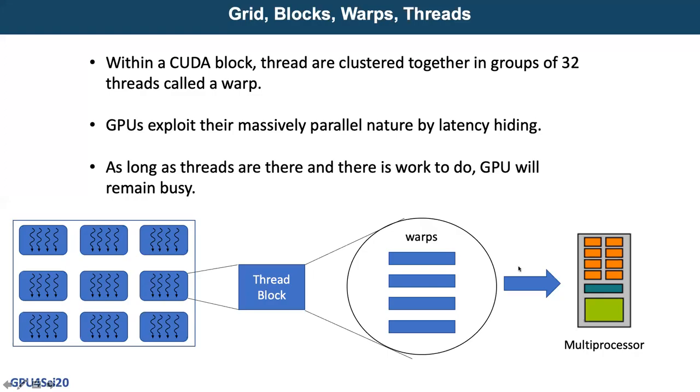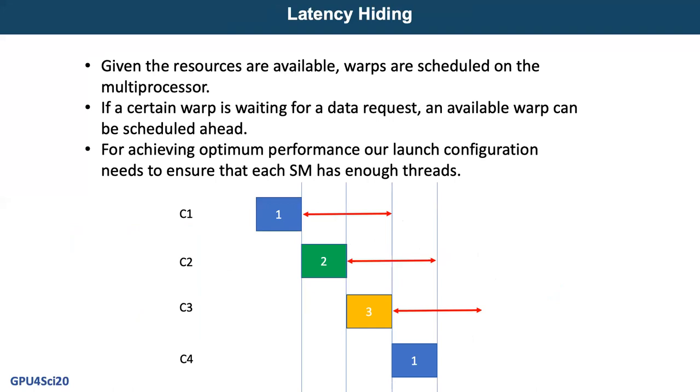The scheduler schedules warps of threads, that is chunks of 32 threads, onto the hardware. And as we saw yesterday in the morning talk in the first session, unlike a CPU, a GPU is a latency hiding device. To optimally exploit the massively parallel architecture of a GPU, it needs to do that. It needs to hide the latency.